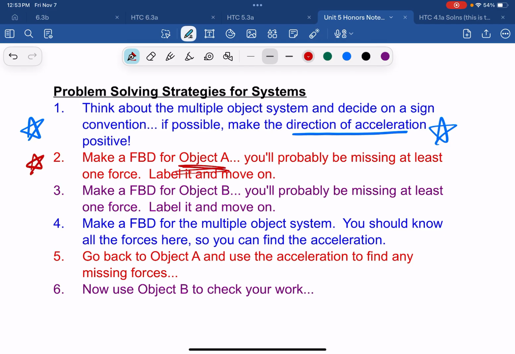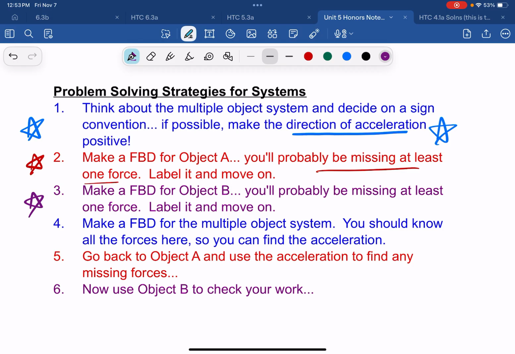You're going to go through and label all of the forces. But what's going to happen is 9 times out of 10, you're going to be missing at least one force. That's okay. Just label it, make a note: oh, I don't know the force of blah, blah, blah. Label it and move on. Then you're going to repeat the exact same process for the other object.